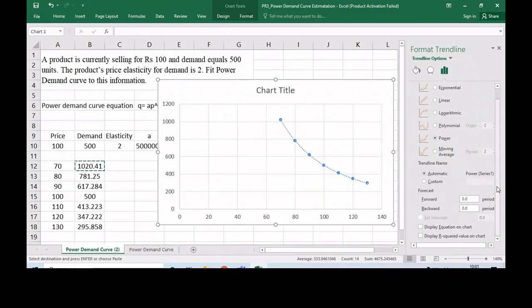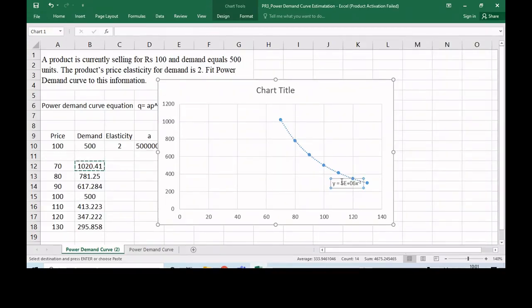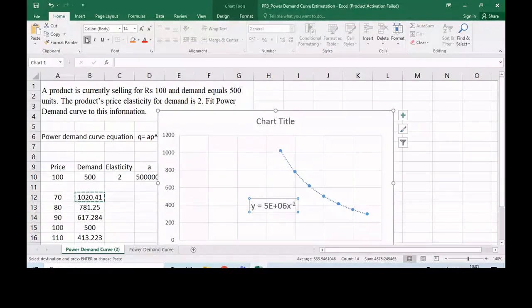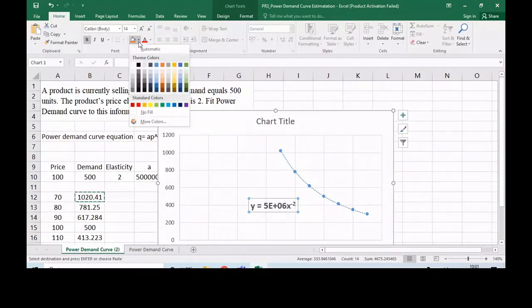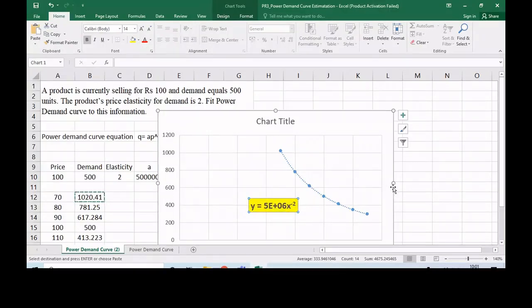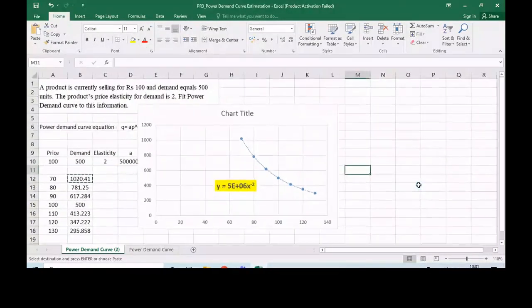Of course, you do not need to display the function or equation on the chart, but if you want, you can display it. Why I'm saying that you do not need to is because here you have already determined the value of A. It is already with you, so there is no need, but still if you want, you can display it on the chart. So it's done. That's it. We have solved this problem and our power demand curve is on our screen.